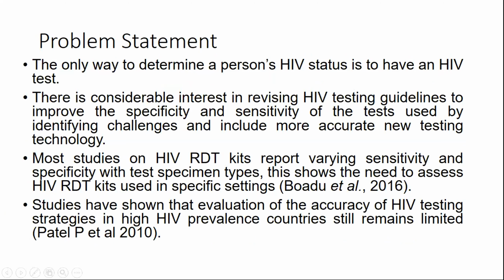So the only way to determine a person's HIV status is to have an HIV test, and therefore these tests need to have the highest sensitivity and specificity. There is considerable interest in revising HIV testing guidelines to improve the specificity and sensitivity of the tests used by identifying challenges and including more accurate new testing technology.